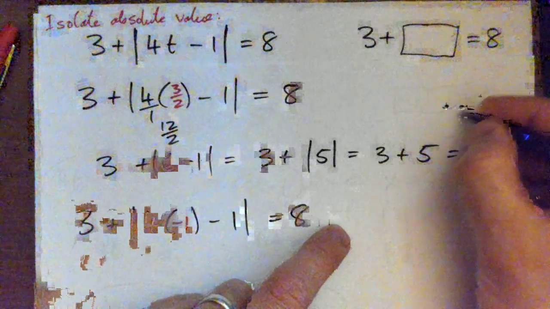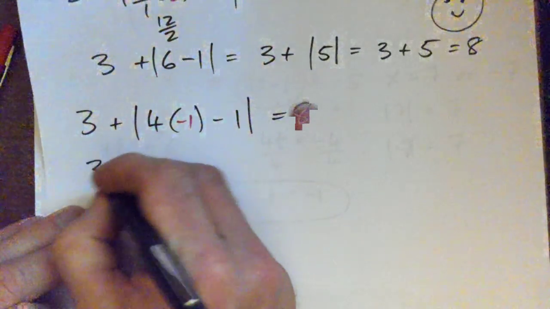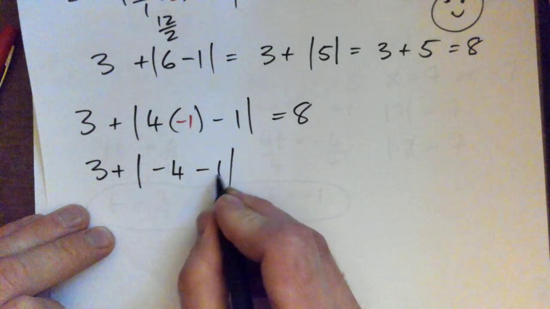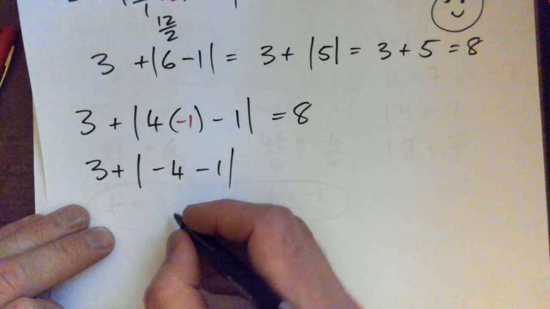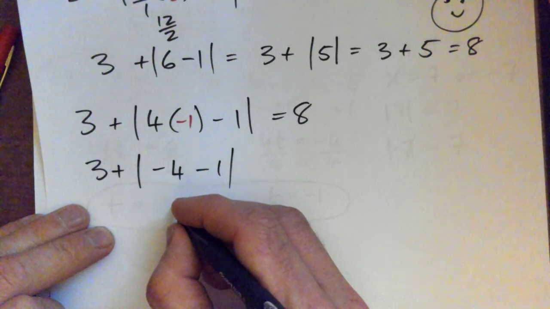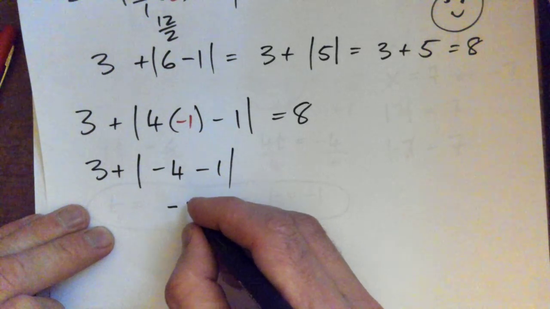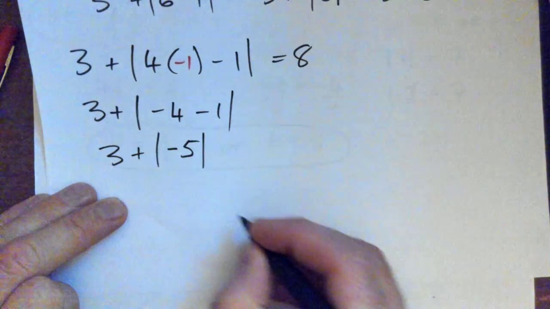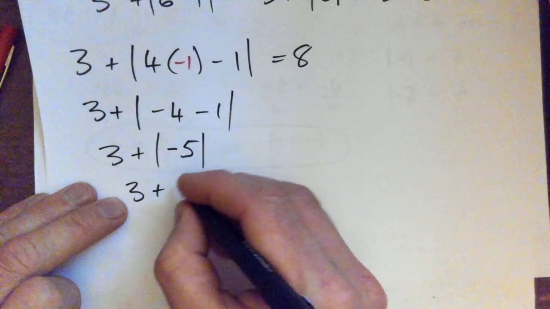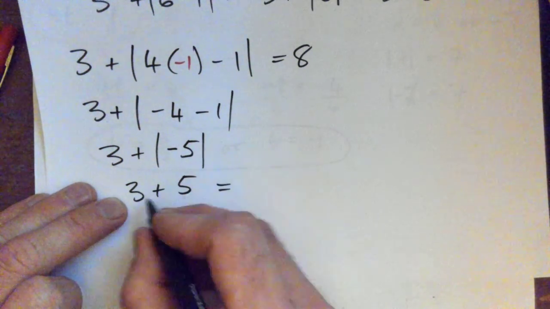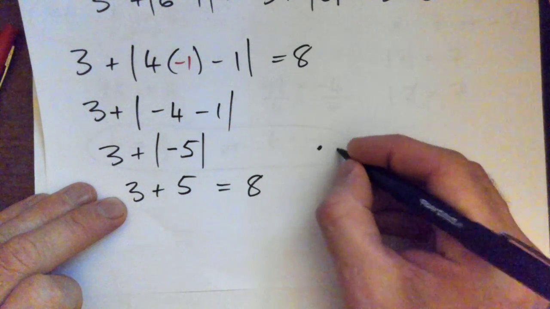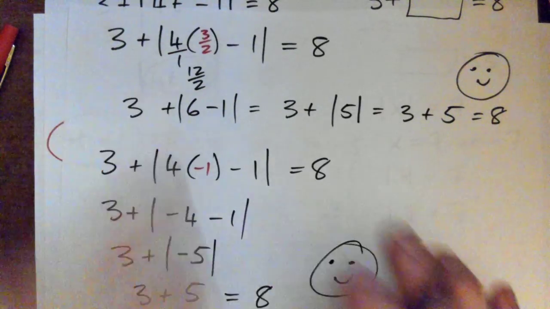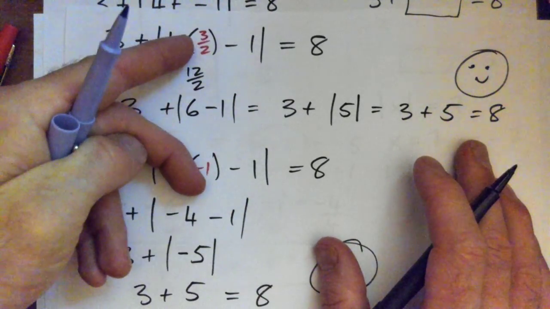Good, right? This one: 3 plus absolute value. 4 times negative 1 is negative 4. Negative 4 minus 1 is negative 5. Absolute value of negative 5 is regular 5. Good job. 3 plus 5 is 8. And so that worked as well. See, 2 solutions. 3 over 2 worked and negative 1 worked. And they're the only 2 numbers that will work. You try any other number in the world, it won't work. There's 2 numbers that make this work, this and this.